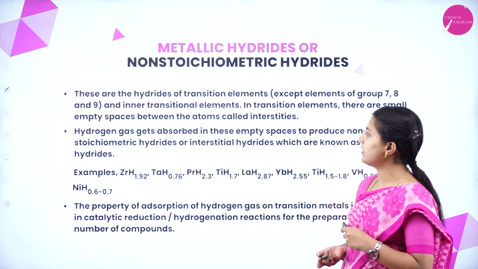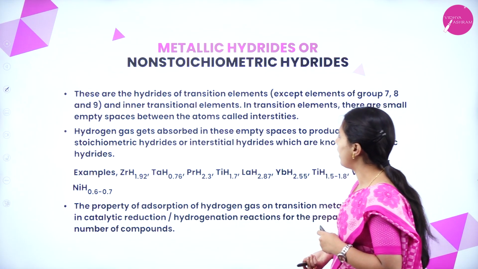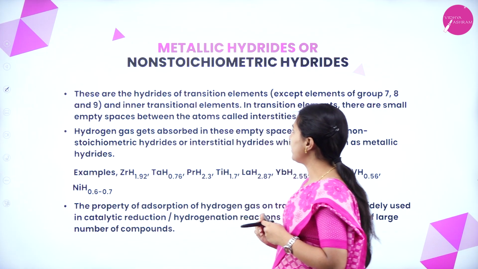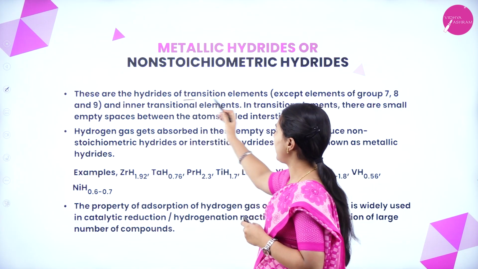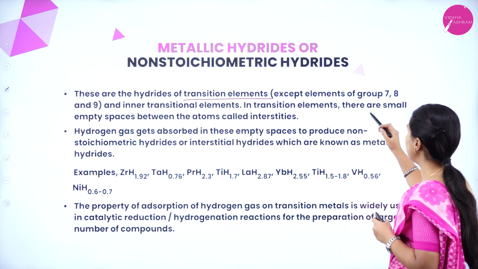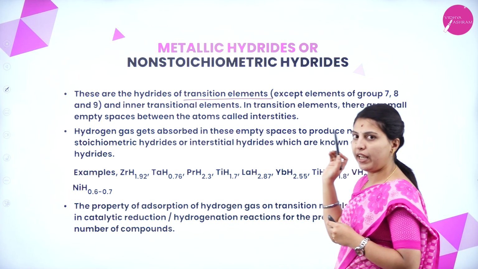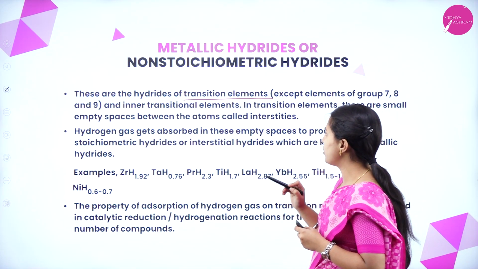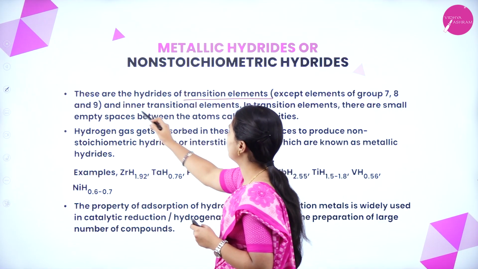Next, metallic hydrides or non-stoichiometric hydrides. These are the hydrides of transition elements. Transition elements means d block elements except elements of group 7, 8 and 9. Inner transition elements are also included.